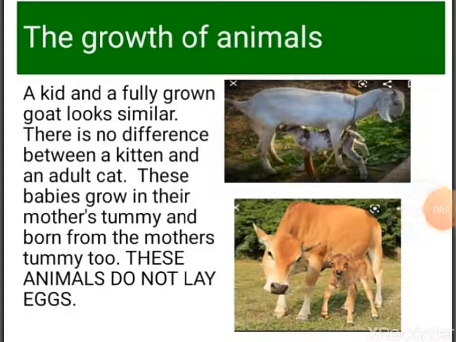So, we will now understand the growth of animals. A kid, that is a baby goat, and a fully grown goat, or let's take a calf and a cow, are not very different to look at. They look the same to each other. That means a kid looks similar to a grown goat, and a calf looks the same as its mother, an adult cow. Similarly, there is not much difference between a kitten and an adult cat. These babies grow in their mother's tummy and are born from the mother's tummy too. These animals do not lay eggs.